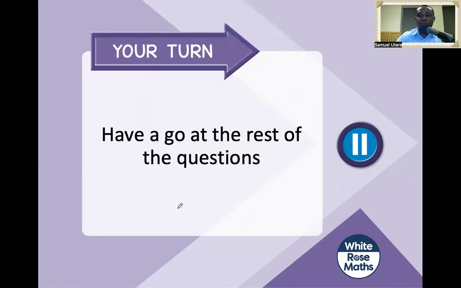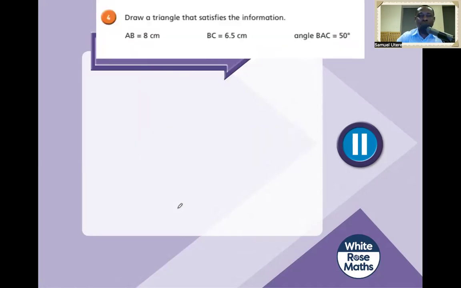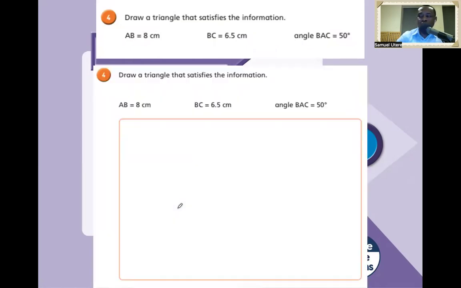It's now time for us to practice the rest of the questions using our construction tools. So here you were asked to draw a triangle that satisfies the information. So pause the video, take your pencil, your equipment, and your paper and practice doing this. Well, assuming you've paused the video and you've done this, let's discuss it. I'll just discuss how you would do this. I don't want the video to be too long, so I'm not going to demonstrate this.